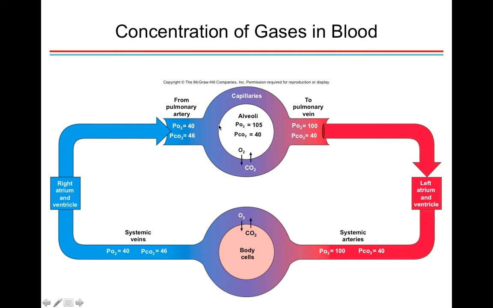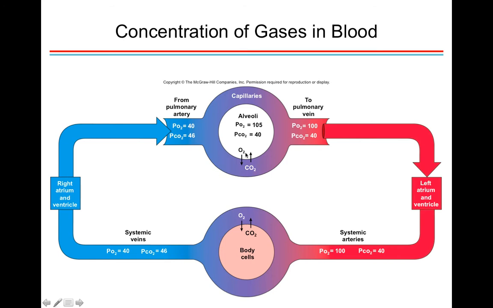So since 105 for oxygen is more than the 40 in the blood vessels in the pulmonary capillaries, in the arterial pulmonary capillaries, there's going to be a net movement of oxygen from the alveoli to the capillaries. Because we see the pressure for the carbon dioxide is 46 in the capillaries, it is 40 in the alveoli, there's going to be a net movement of carbon dioxide from the capillaries to the alveoli. And this movement is shown over here with these arrows.